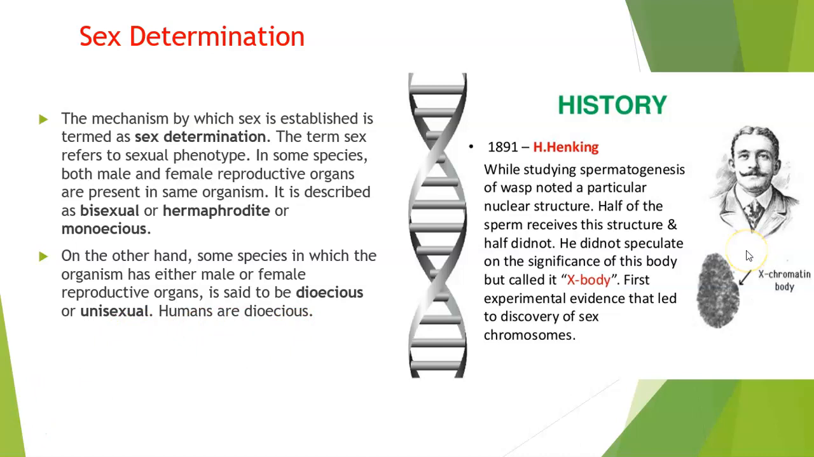A German biologist, Henking, in 1891, while studying spermatogenesis of the squash bug, noted that 50% of the sperms received the unpaired chromosome, while the other 50% of the sperms did not receive it. Henking gave a name to these structures called X bodies, but he could not explain its role in sex determination. Further investigation by other scientists led to the conclusion that the X body of Henking was in fact a chromosome and gave the name X chromosome.